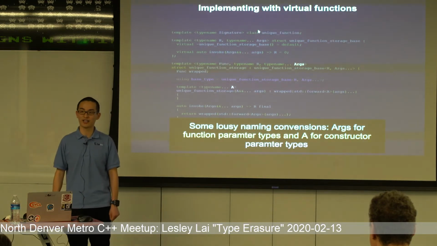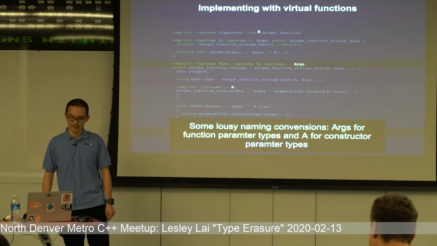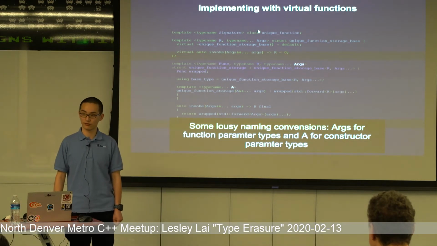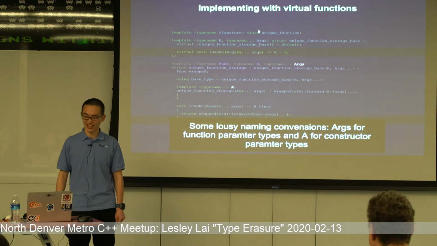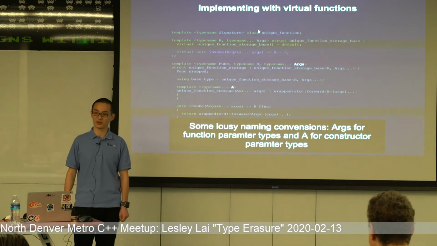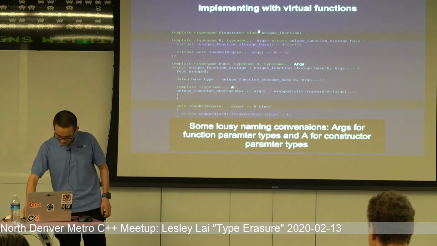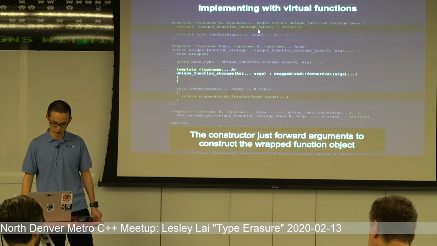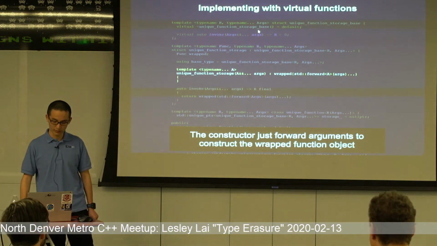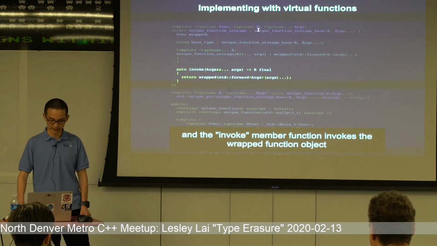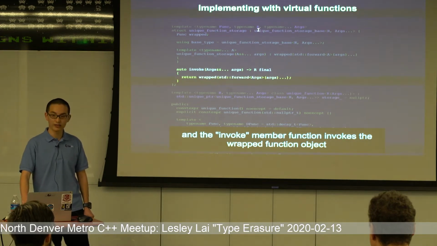Also, I have some really bad naming convention here. I call the arguments passed into the invocation args, and I call the argument passed to the constructor a. That's a really bad naming convention because I can easily flip these two and this code still makes sense, but that's just what I use. So the constructor, as I said before, just forwards arguments to construct the wrapped function object, and the invoke function does exactly that: forwarding to the underlying function.